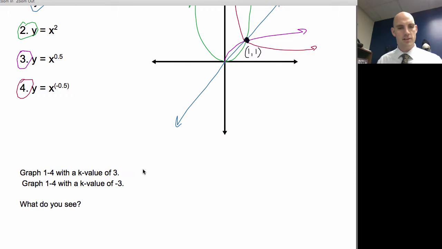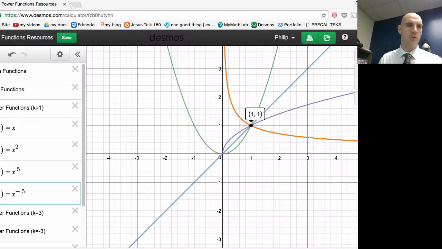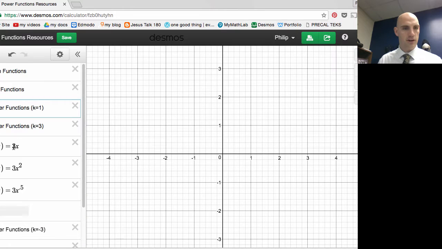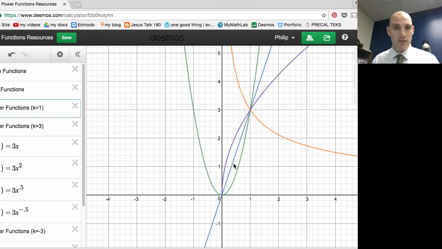So, for instance, this would be the same 4 functions. So y equals 3x, y equals 3x squared, y equals 3x to the 0.5, y equals 3x to the negative 0.5. I've already got them pulled up here. So power functions for k equals 3. Notice I've got 3x, 3x squared, 3x to the 0.5, 3x to the negative 0.5. If I graph them all, look at what happened. They kind of look the same, don't they?